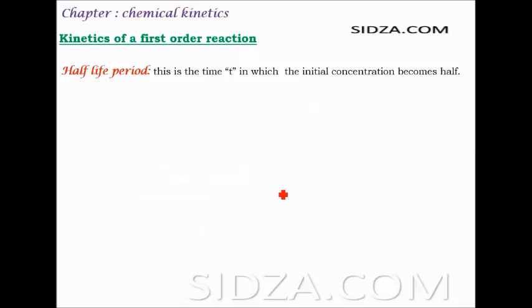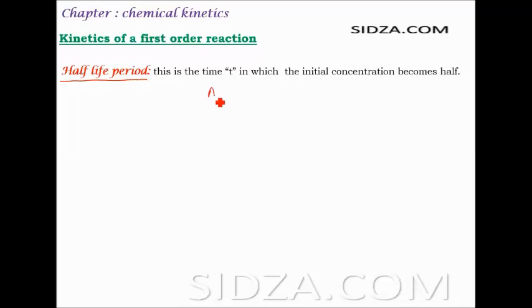Now there is one more term that is called half-life period. What does the half-life period of a chemical reaction mean? Half-life period basically means the time taken by the reactants to get converted into the product, right? How to get half of the reactants converted into product, right?